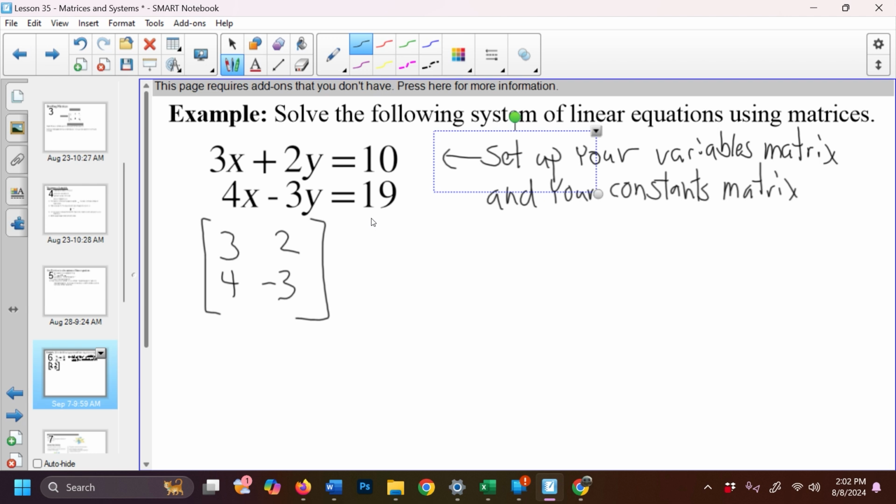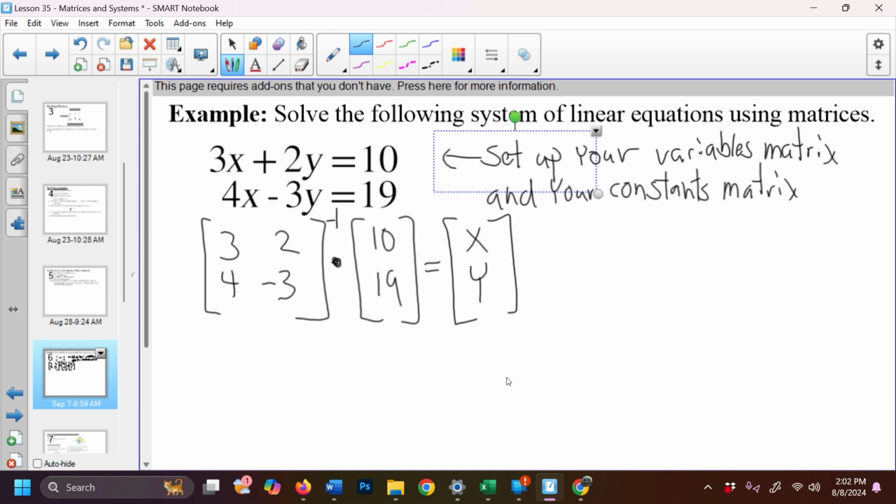Next, you're going to make up your constants matrix, and that's just going to be these values right here, 10 and 19. And everything has to stay in order. And then what you'll do is you will multiply by the inverse, and the result will be the variables in the order that you put them. So since we put x here, the x result will be right there, and the y result will be right there. All right. So that's really all we have to do to set up our solution.